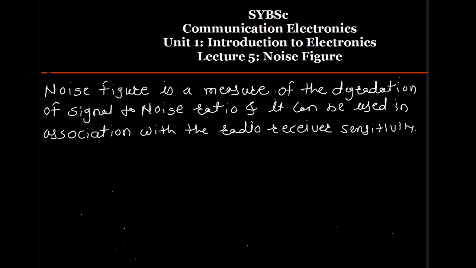Noise figure is a number by which the noise performance of an amplifier or a radio receiver can be specified. The lower the value of the noise figure, abbreviated as NF, the better the performance.